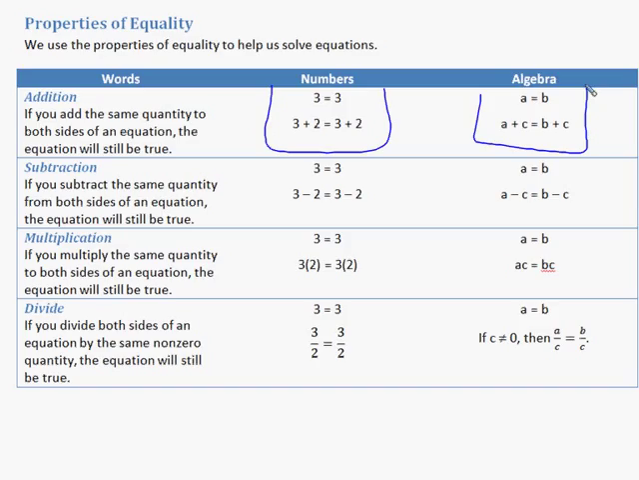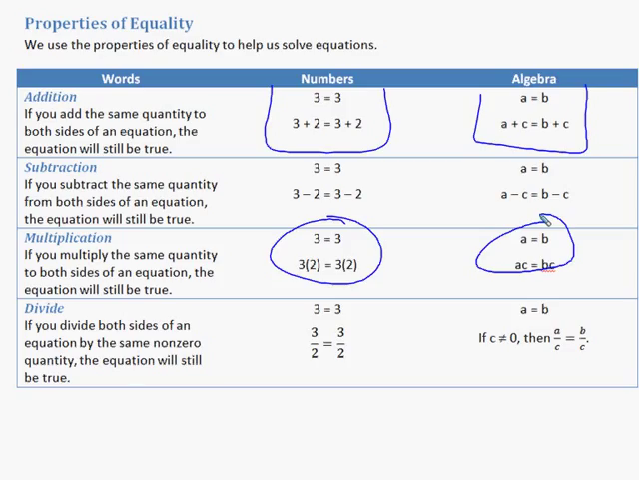Multiplication, if you multiply the same quantity to both sides of an equation, the equation will still be true. So here we see that 3 is equal to 3. If we multiply both sides by 2, we get something that's also true. And same thing over here with the variables. A is equal to b, so one quantity is equal to another. We can multiply both sides by the same quantity.